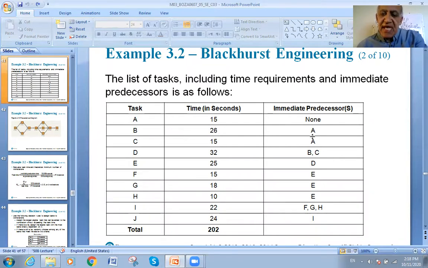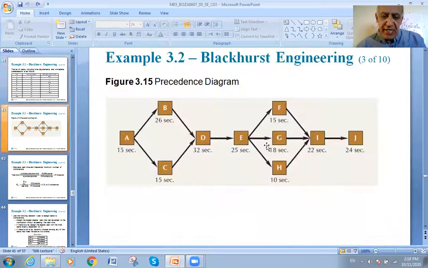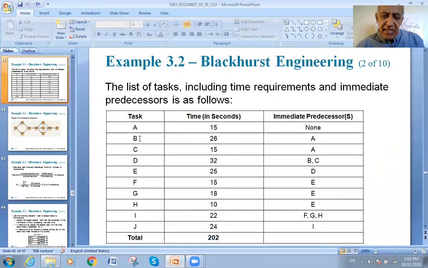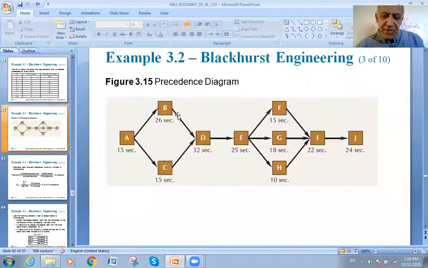But if there is any operation before it, yes, task A is before it. So I will come here and draw a square and put B and put the 26 seconds. But he said that there is something preceding, which is A. So I will draw an arrow from A to B. That arrow tells me that B is preceded by A, or A precedes B.